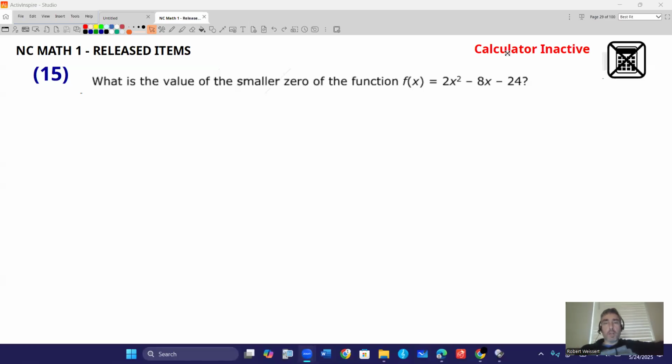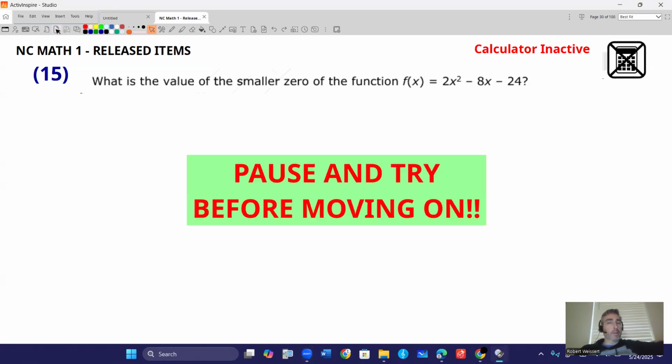NC Math 1 release items question 15. This is the last of the calculator inactive questions. You know what to do. Try this question on your own. So let's read the question, pause it, and then try it on your own and get an answer.